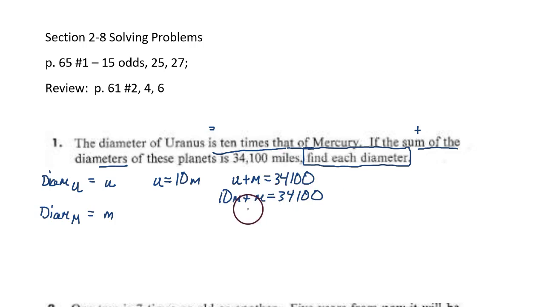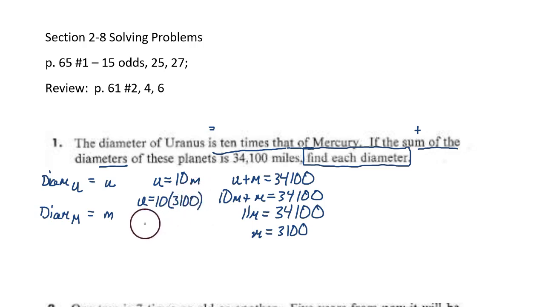Now combine like terms. This makes 11M equals 34,100. And divide by 11. M equals 3,100. We're halfway done. We have the value for M. Our other variable was U, and we have an equation that has U alone. So let's substitute again. Where the letter M is, fill in our result, 3,100. Therefore, U is equal to 31,000.